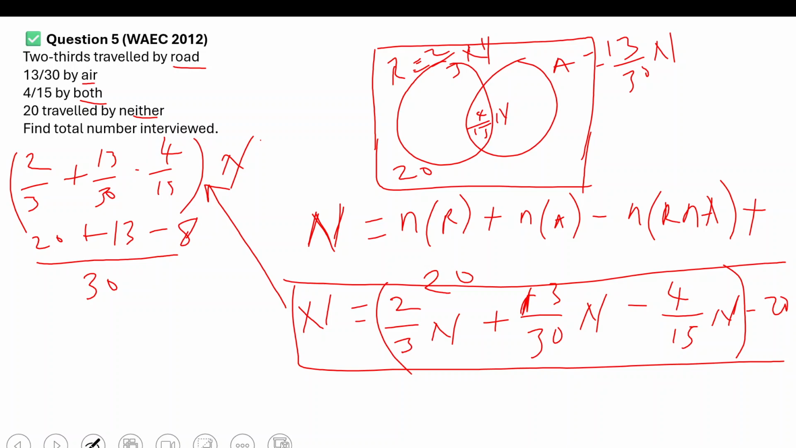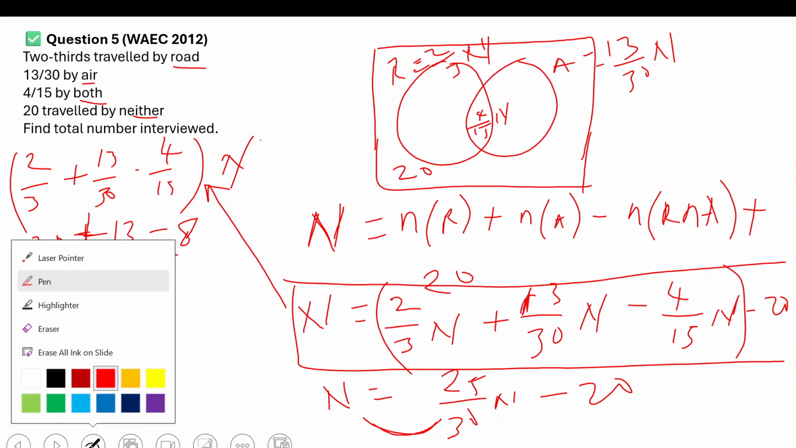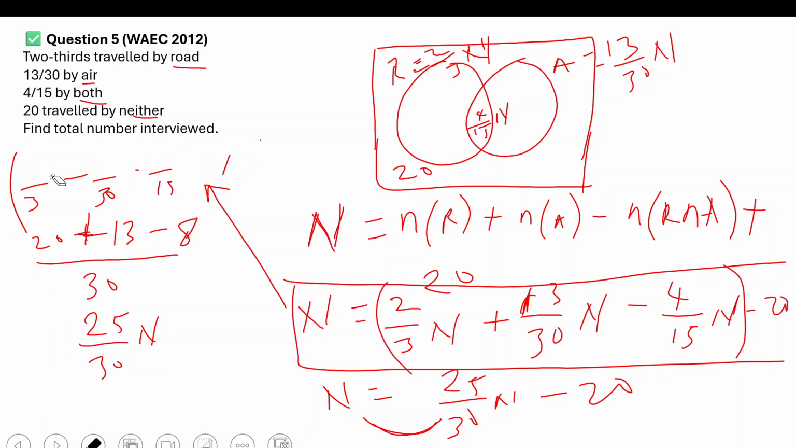So I have 20 plus 13, that will give me 33. 33 minus 8 will give me 25. That's 25 over 30 n. So I'm going to put that in all of this place. So I'll say n is equal to 25 over 30 n plus 20. So at this point, I'm going to subtract from both sides. This one will go over to this side.